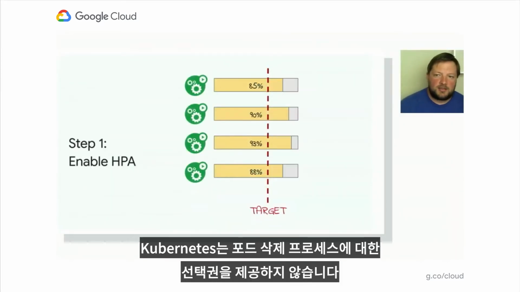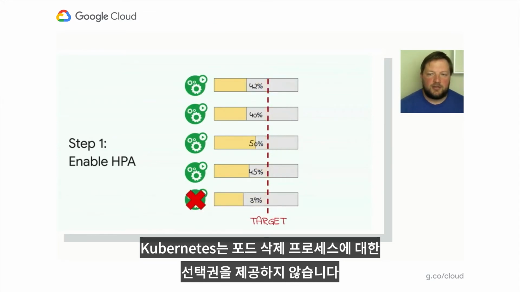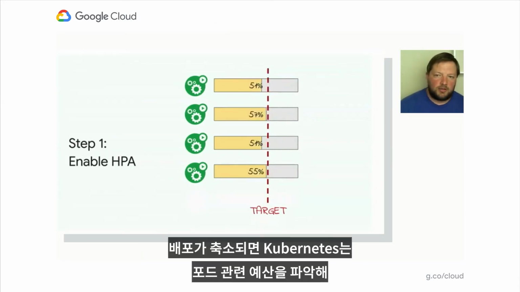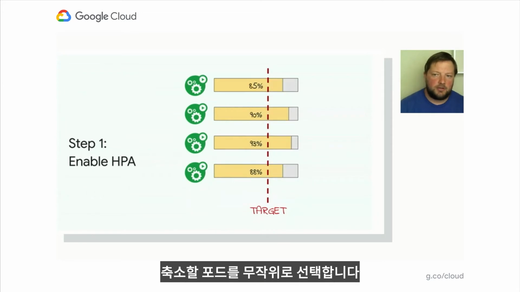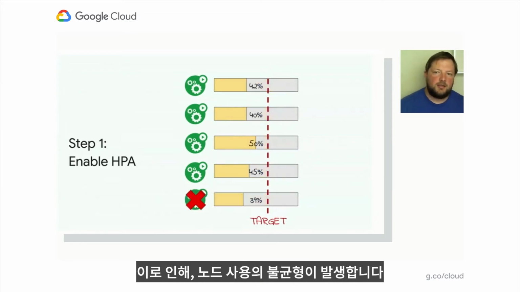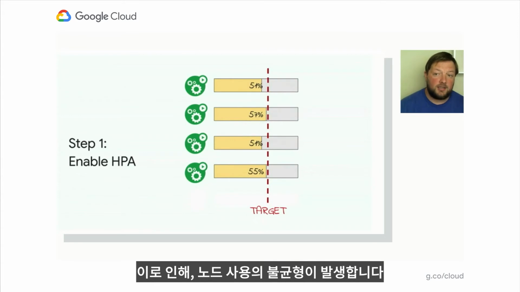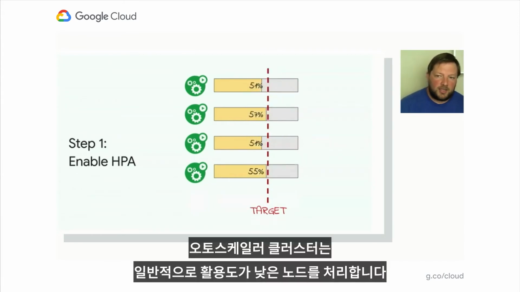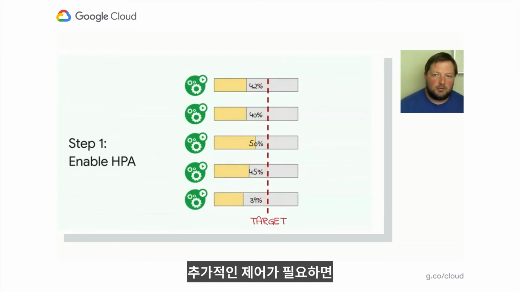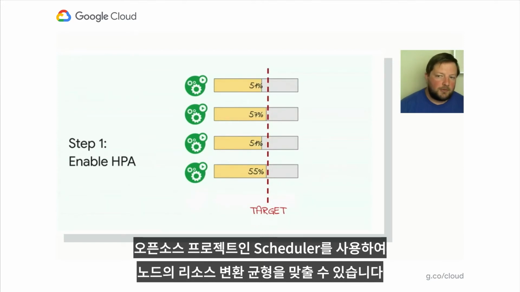Remember, Kubernetes does not give you explicit choice over pod deletion process. When deployment is scaled down, Kubernetes observes pod disruption budget while randomly selecting a pod to scale down. This creates imbalance in utilization of nodes. Cluster Autoscaler normally takes care of underutilized nodes. If you need an additional control, you can use the descheduler, an open source project helping to balance resource utilization of nodes.